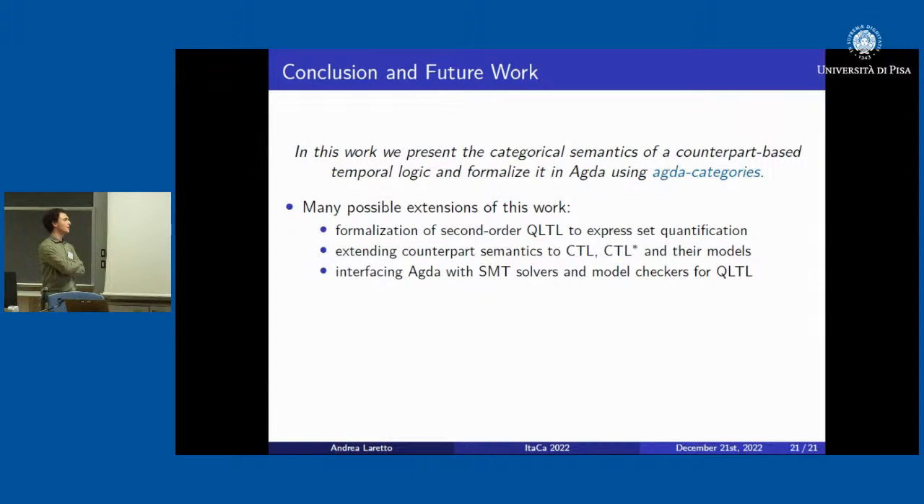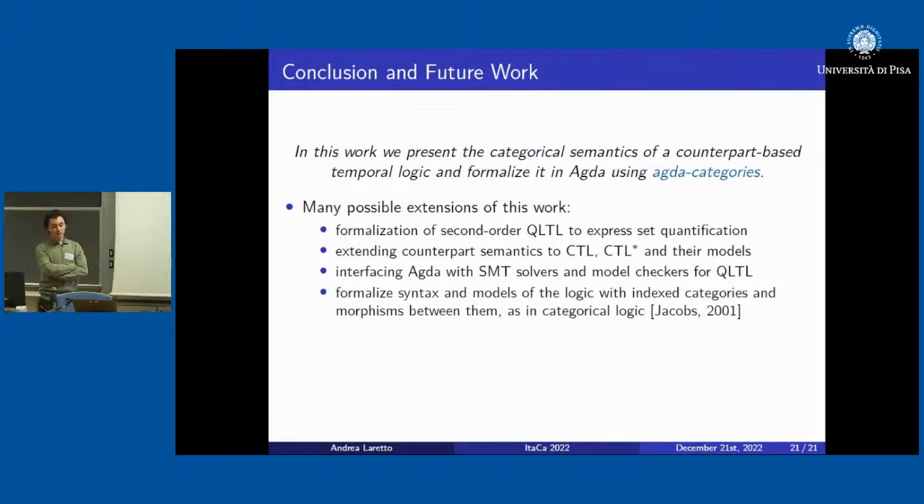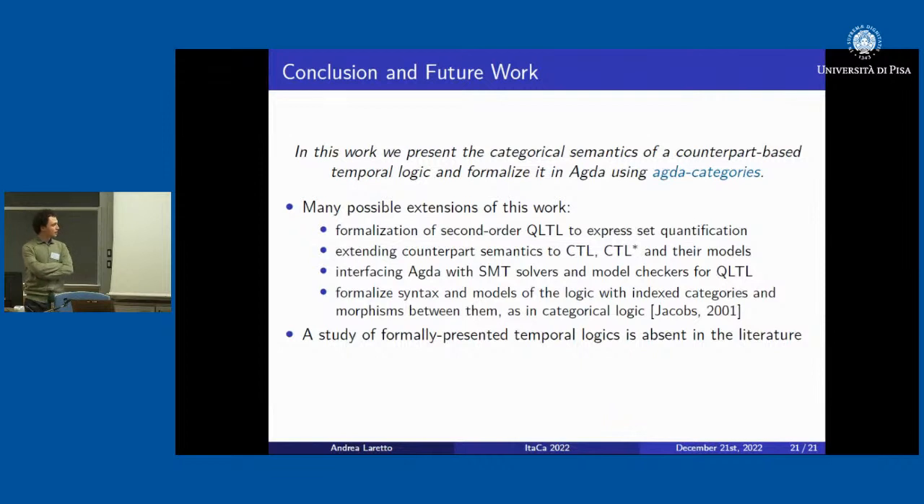And another interesting thing would be to see whether a proof assistant can be easily interfaced in the context of model checking to use external solvers and be more efficient when, for example, providing counterexamples or proof searching for temporal logic formulas. And another interesting thing on the categorical side is that we could formalize the syntax and the model of our logics using the tools of categorical logic, so using indexed categories and morphisms between them to also provide the syntax of the logic itself. And as of now, a study of temporal logics presented with a proof assistant is still absent in the literature. So there's not too much about it.